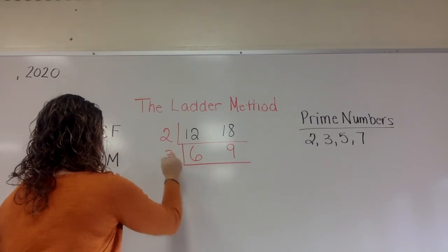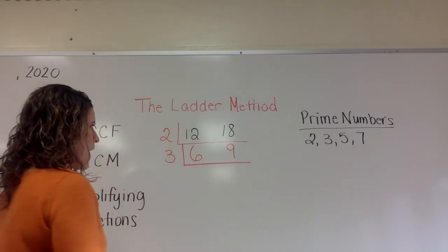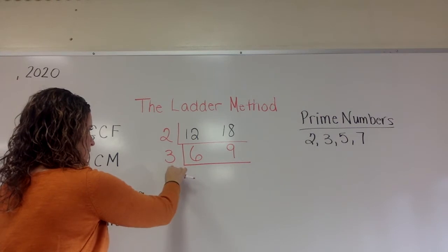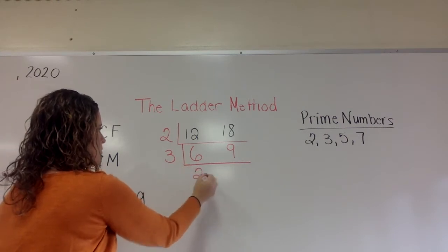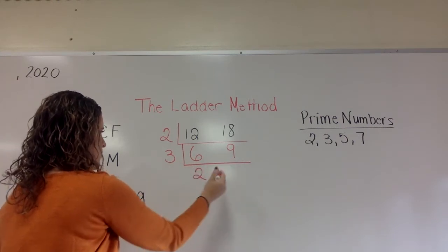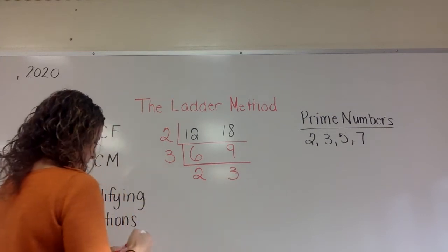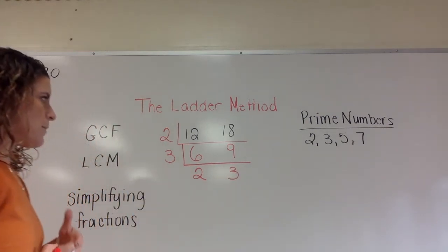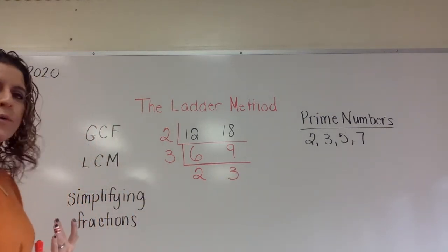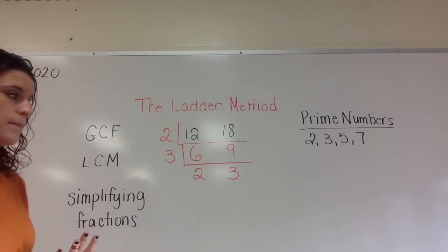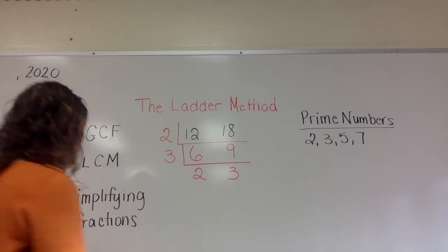I'm going to make another upside down division bar, and I'm going to do 6 divided by 3 to get 2, 9 divided by 3 to get 3. There is not another number that will divide into 2 and 3, so I'm done. So what does this all mean?